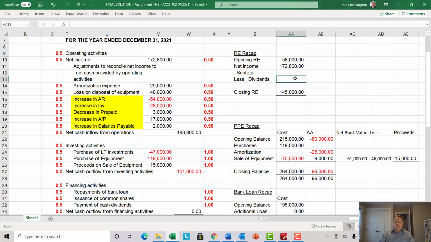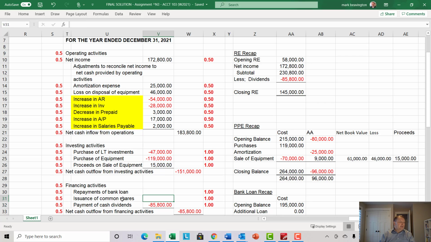To get to the 145,000, we can add these up if you like. Take those two and add them together. We get 230,000. We're aiming for 145. So to do that, we need to subtract $85,800 for dividends to get the retained earnings to work. So right down here in the financing activities, payment of cash dividends, that's a cash outflow of $85,800.